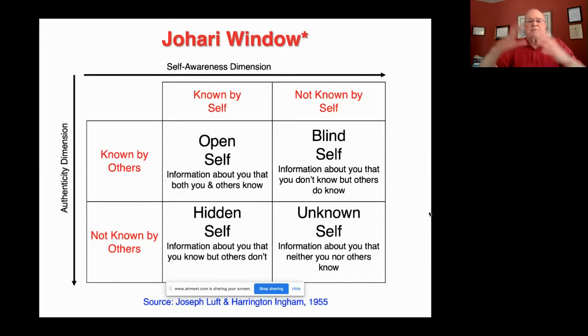What you're trying to do is expand that window pane where it's open self, where it's information that you're aware of, that you want, that you're willing to share with other people. So it's information that's known, your strengths, your weaknesses, things that perhaps you want to develop further, information that's known to you, and it's also known to others. So that's that window pane called the open self. Going down right below open self, we've got the window pane called hidden self.